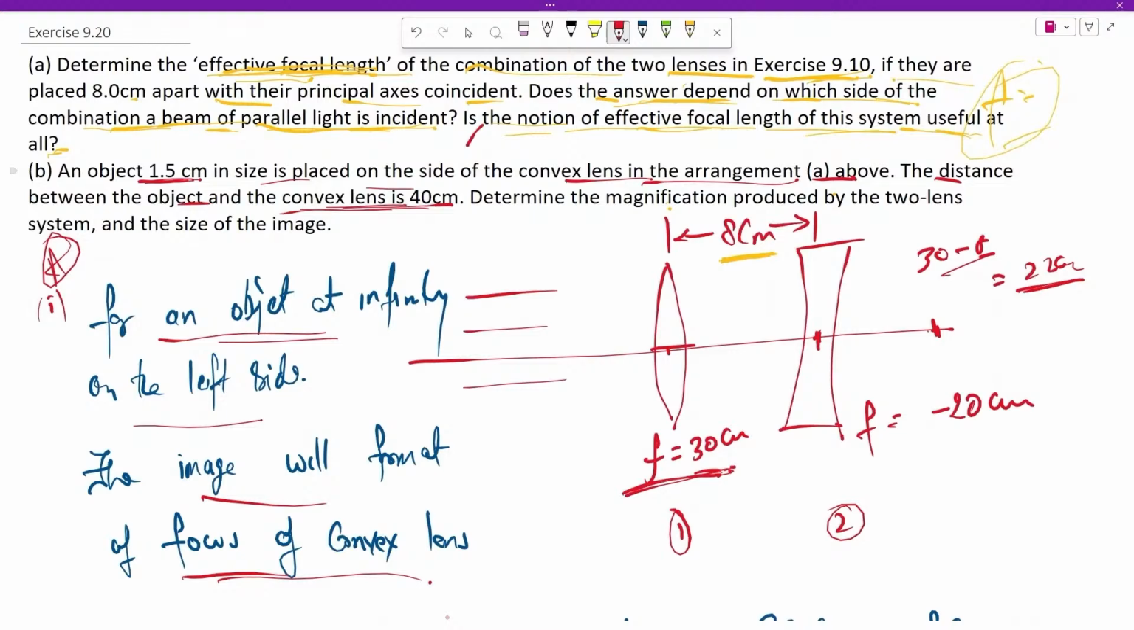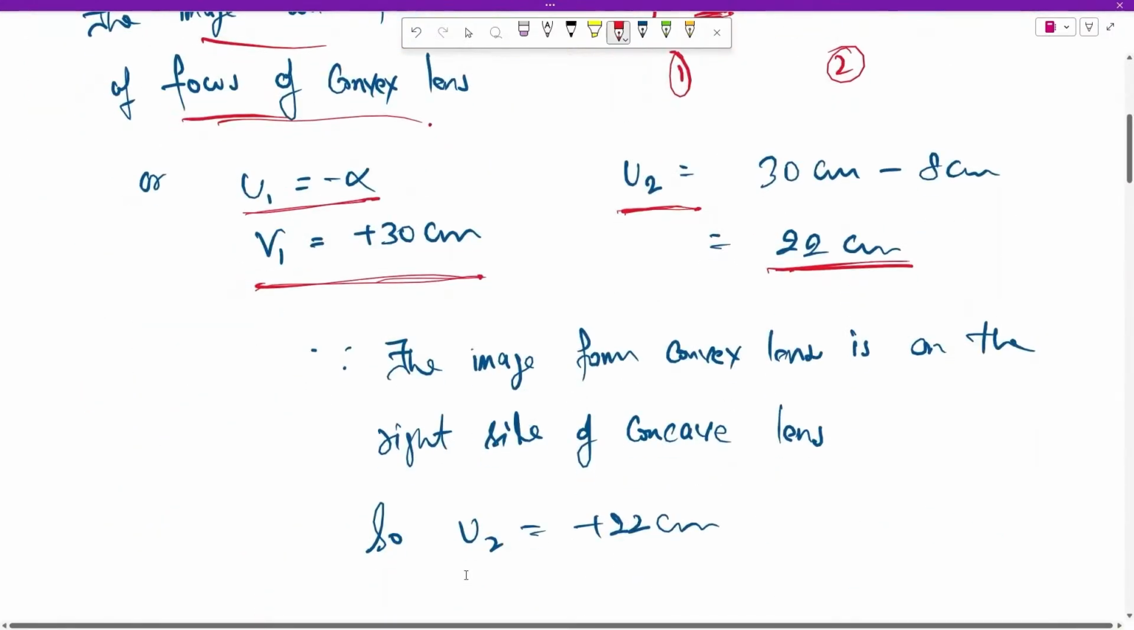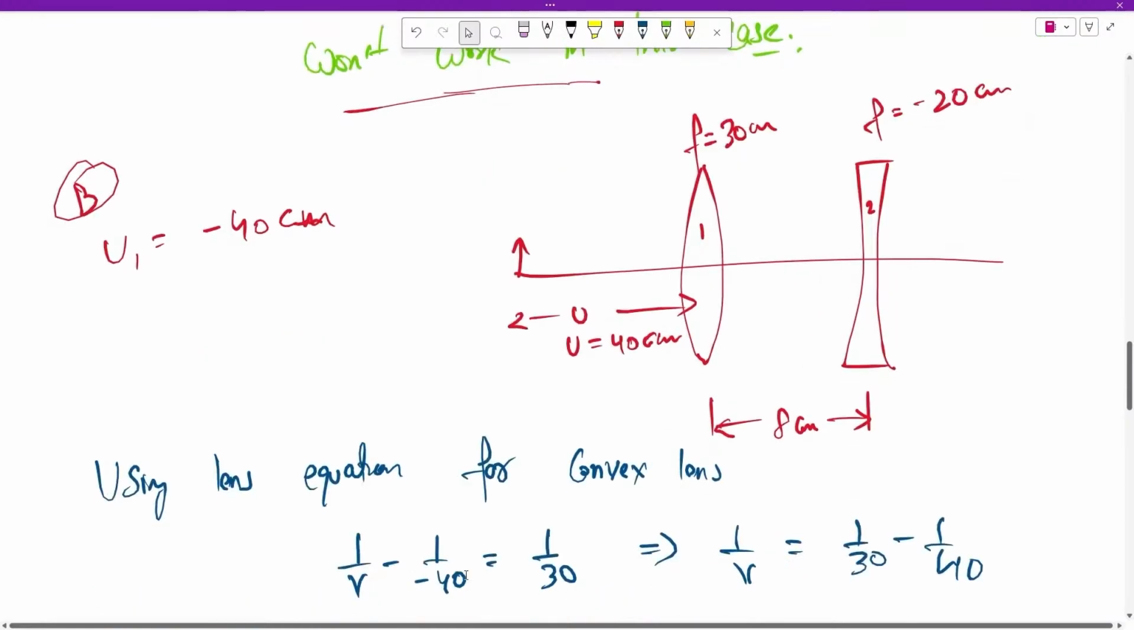and we have to find out what is the magnification produced by the two lens system, and also we have to determine the size of the image. So let's go to the calculation. So this is the arrangement that we were talking about.